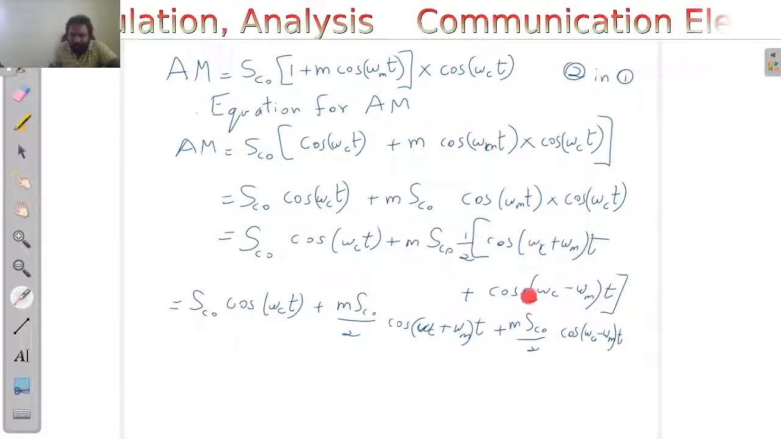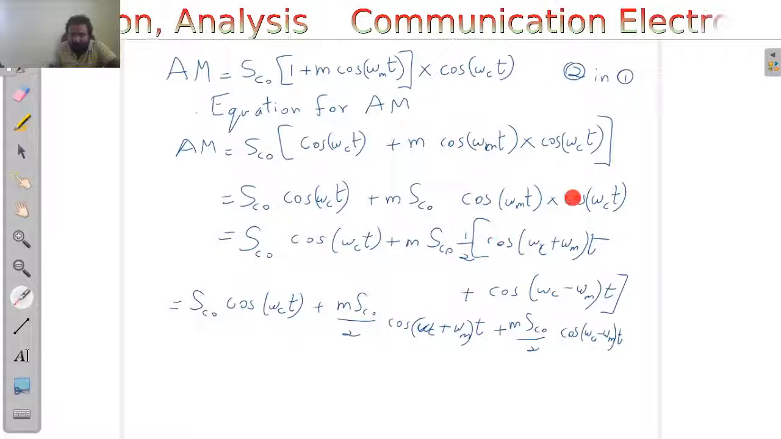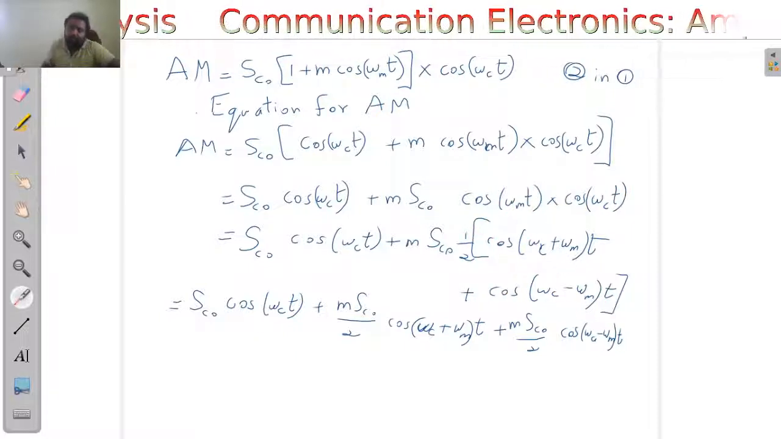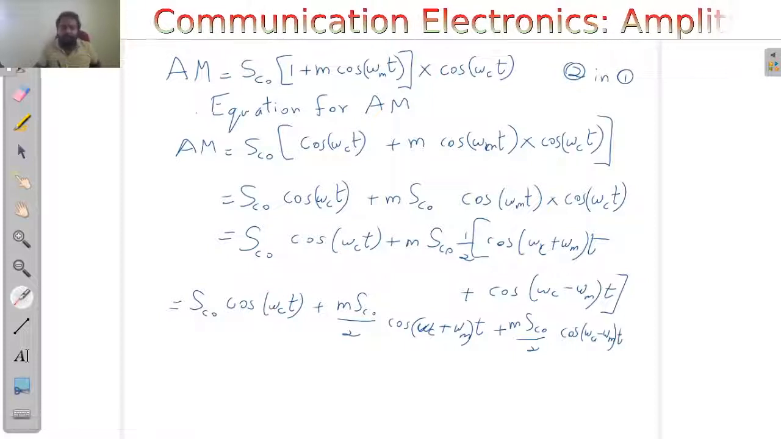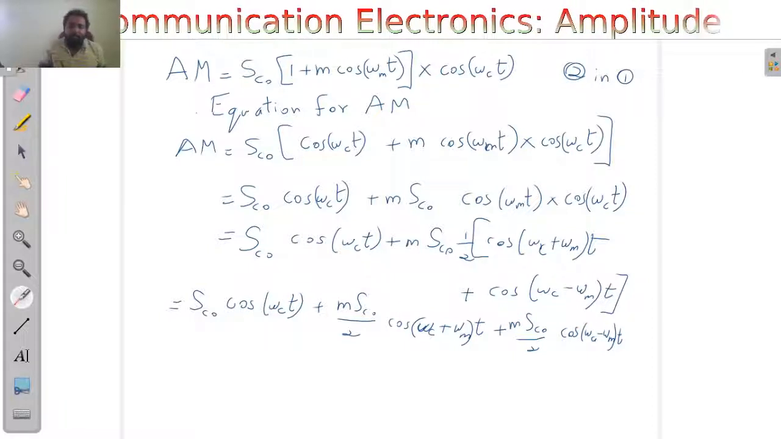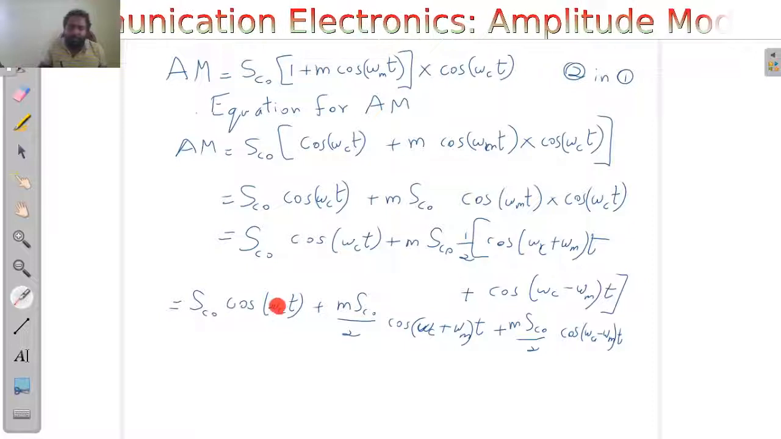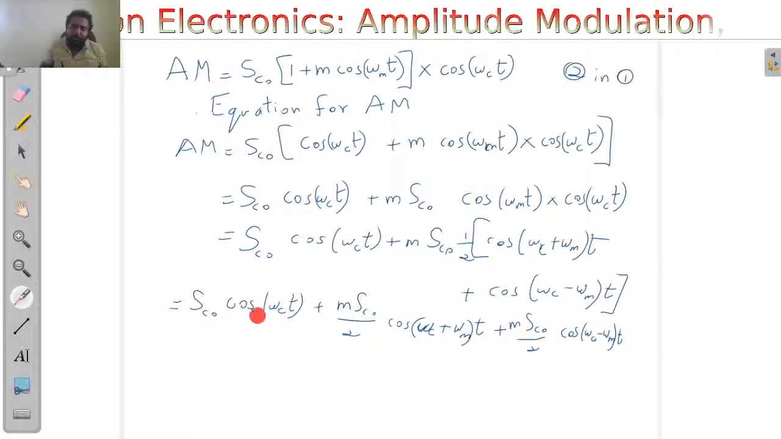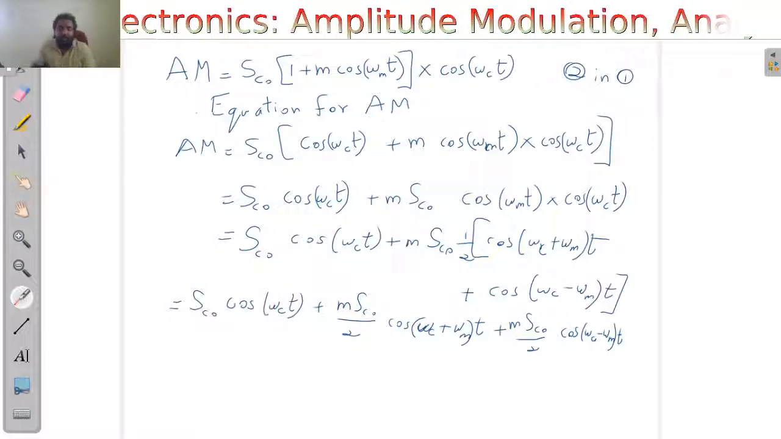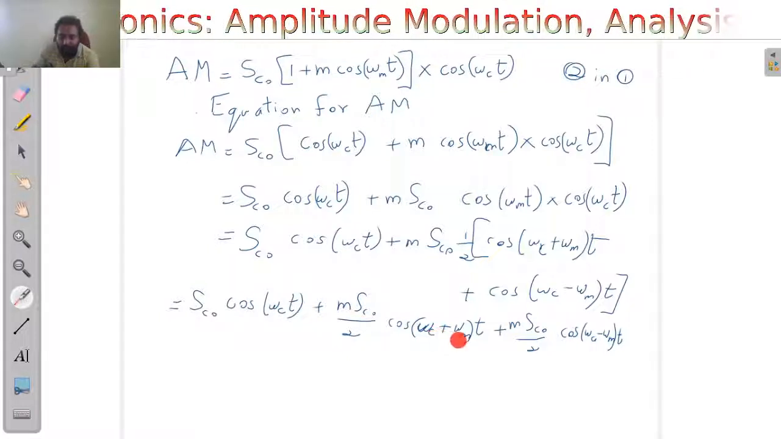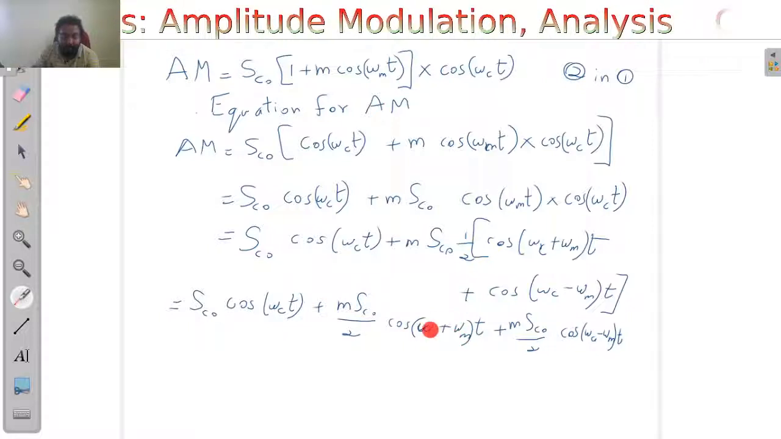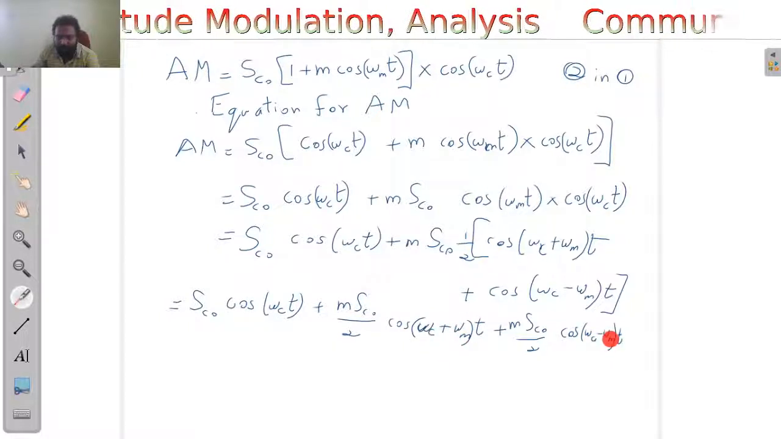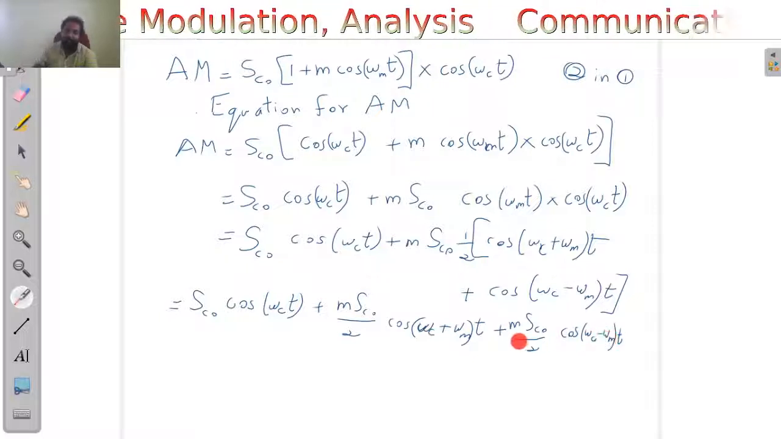How did you get this equation? I got this equation by applying the identity cos C times cos D is equal to that identity. So you get three terms for an amplitude modulated signal. The first term represents a carrier signal because your frequency is omega c, SC0 at omega c. Okay, this is a carrier signal. You get a sum term, that is omega c plus omega m, that happens to be your upper sideband, and a difference term omega c minus omega m, that happens to be your lower sideband.